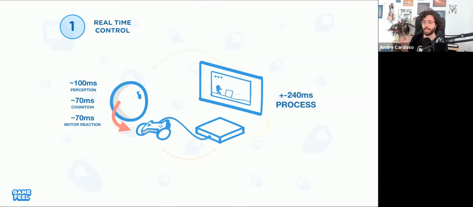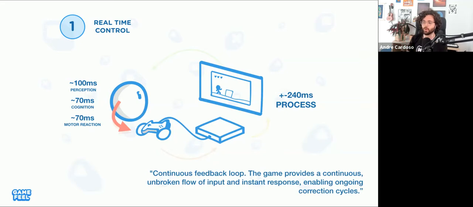And this is why games that run at 60 frames per second and are smooth feel better to play than other games, because this loop is just faster. And so your brain doesn't have to go through multiple iteration loops to understand what's going on. Anyways, a great quote from the book says that this is a continuous feedback loop when you have processes at 240 milliseconds. The game provides a continuous, unbroken flow of input and instant response, enabling ongoing correction cycles. Now, what are correction cycles? It means that if you make a wrong move in the game, if you're moving your character, say Mario, and the process stage is fast enough, it allows you to constantly correct it without having to waste cycles of cognition to understand what's going on if there's no visible reaction from the game.